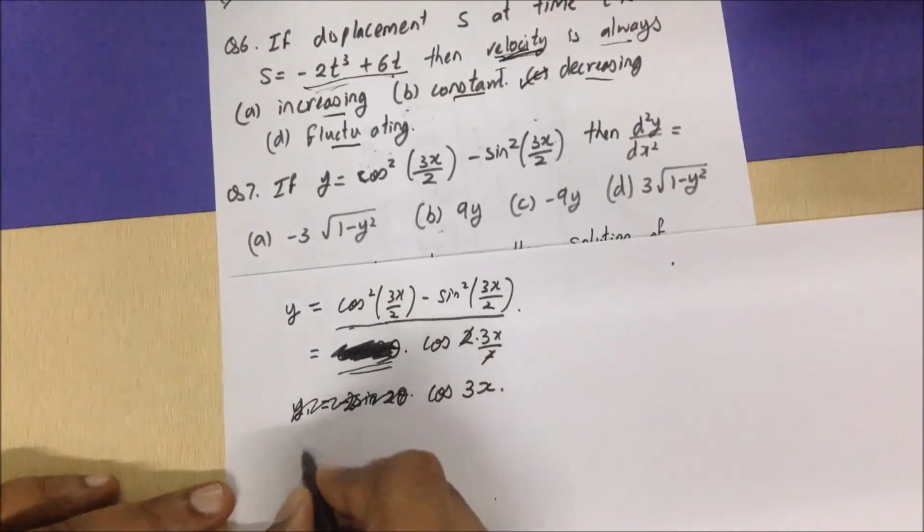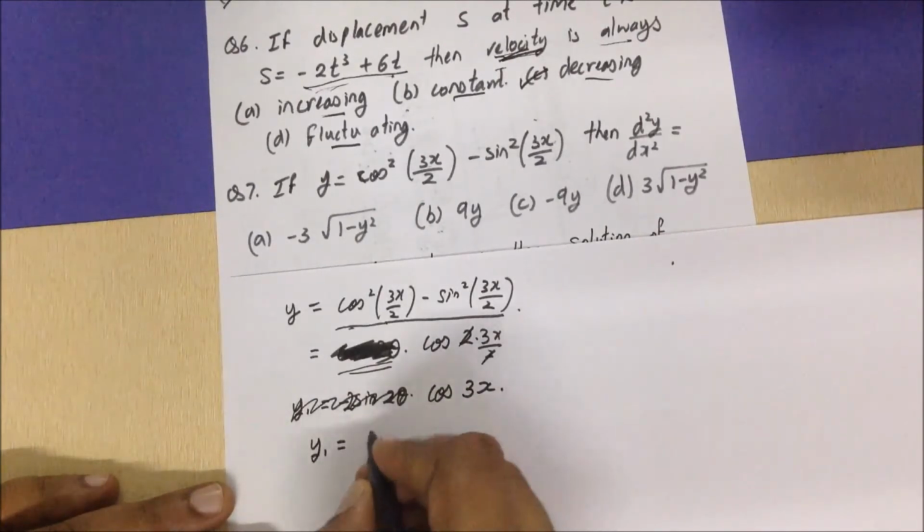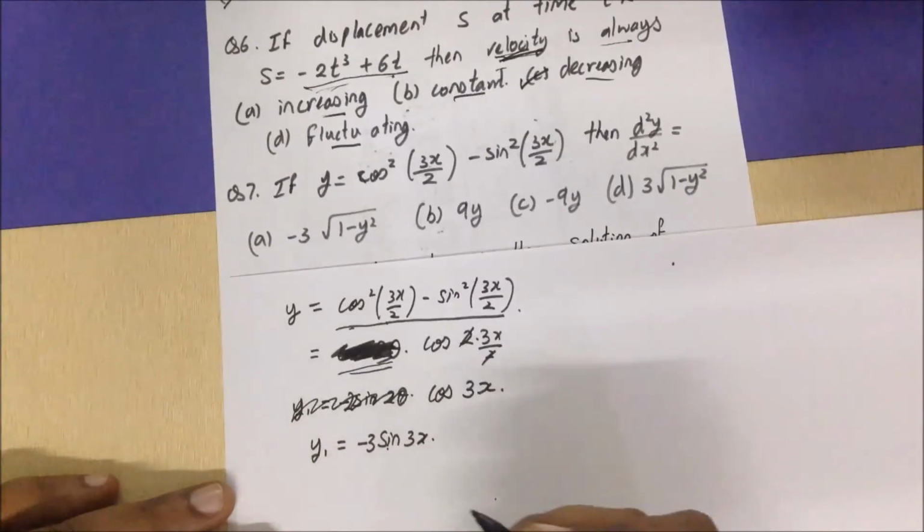So solving this, you have to find the derivative of this, that is your cos 3x derivative. So the first derivative is going to be minus sine 3x, and the 3 gets outside.